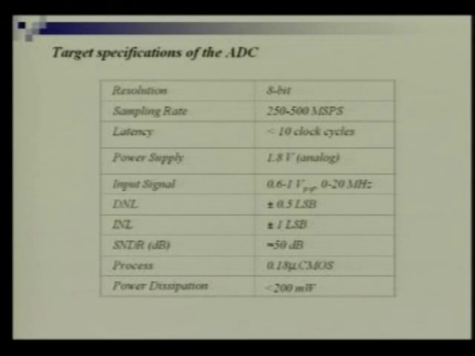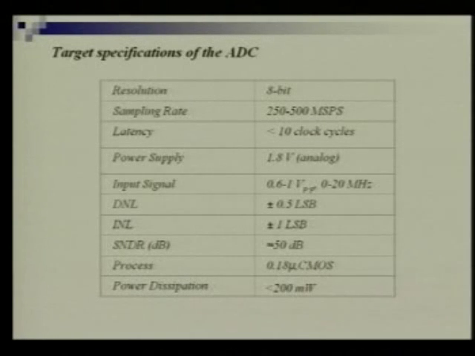INL says integral nonlinearity, that is the total nonlinearity within the 8-bit, the integrated nonlinearity that is coming. That is also expected, and it should not be more or less than 1 LSB. So these are the specifications they are looking for. SNDR should be 50 dB. The process is mentioned as 0.18 micron CMOS technology, and the power dissipation should be less than 200 milliwatt. So this is the specification the customer has told us, and I will have to start from this point.